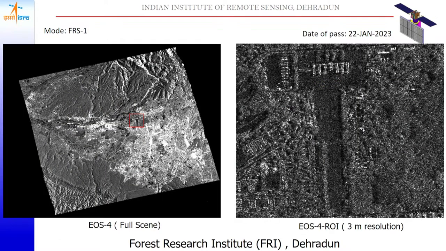Now we can see some of the images. This is the FRS1 mode image of the Dehradun area. This is the Forest Research Institute, FRI.